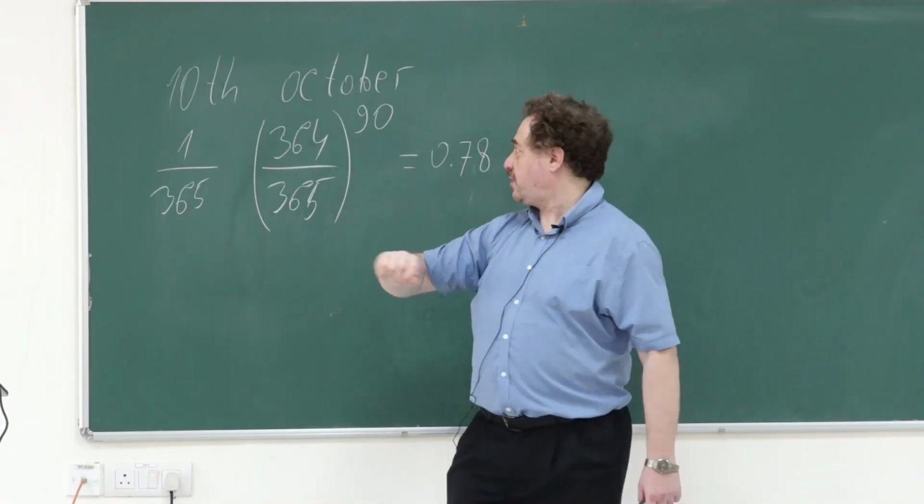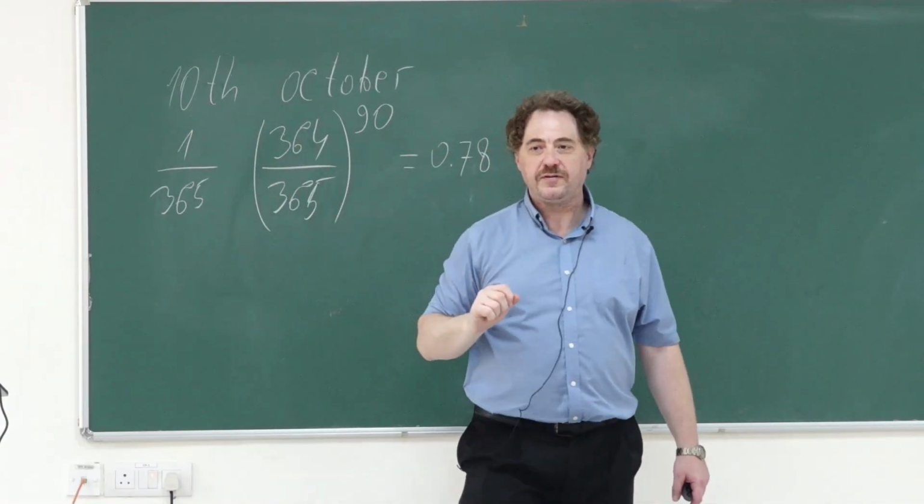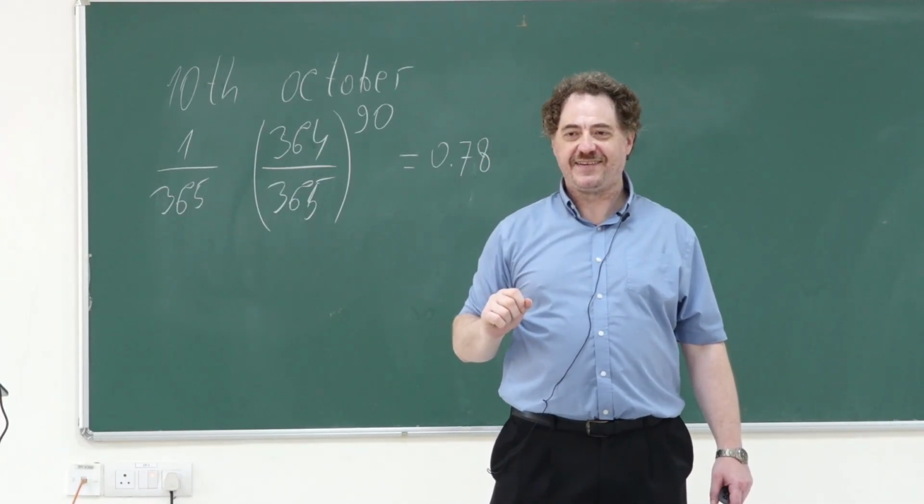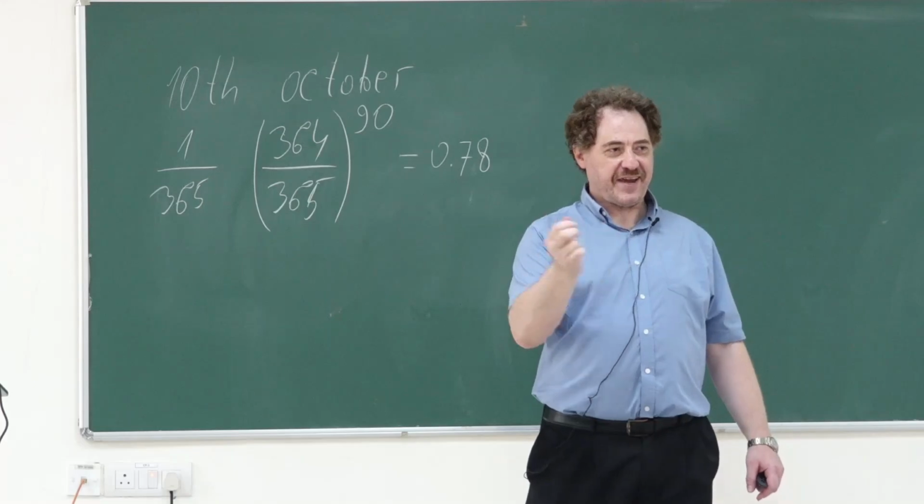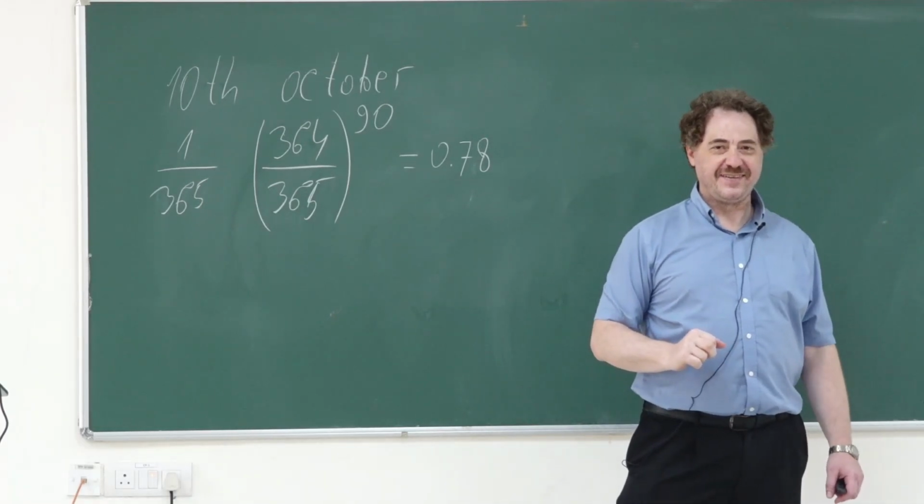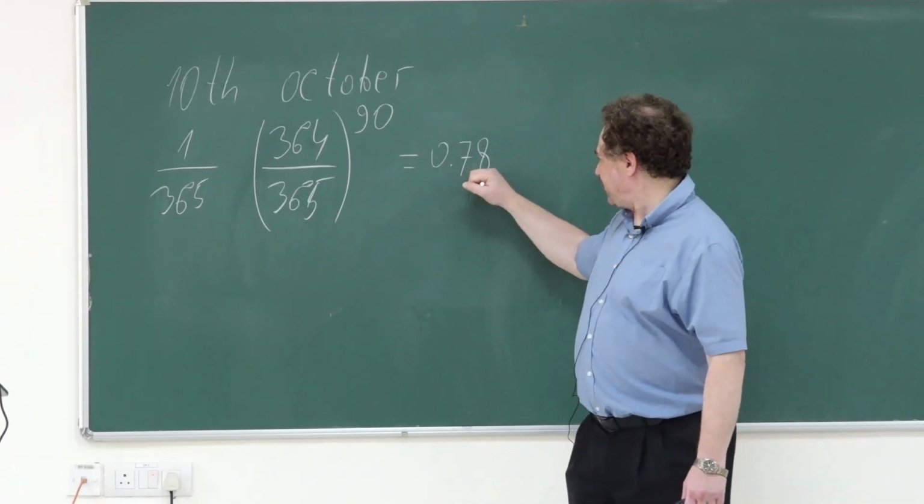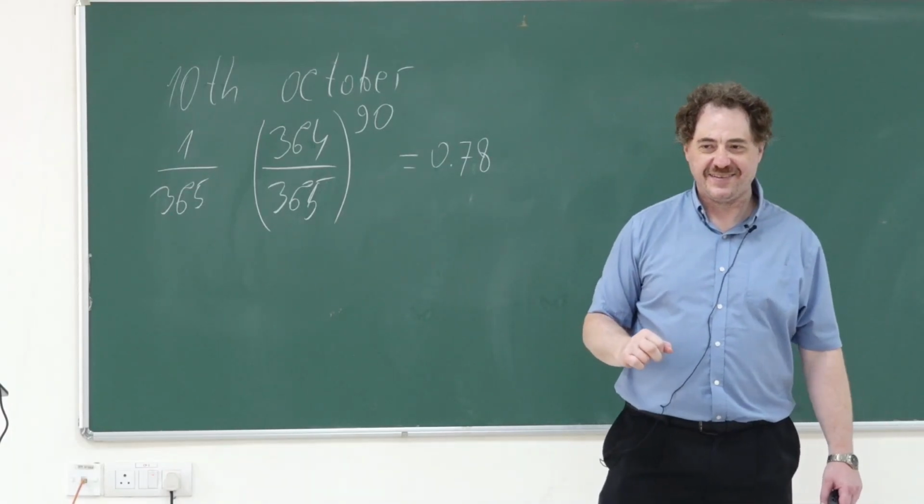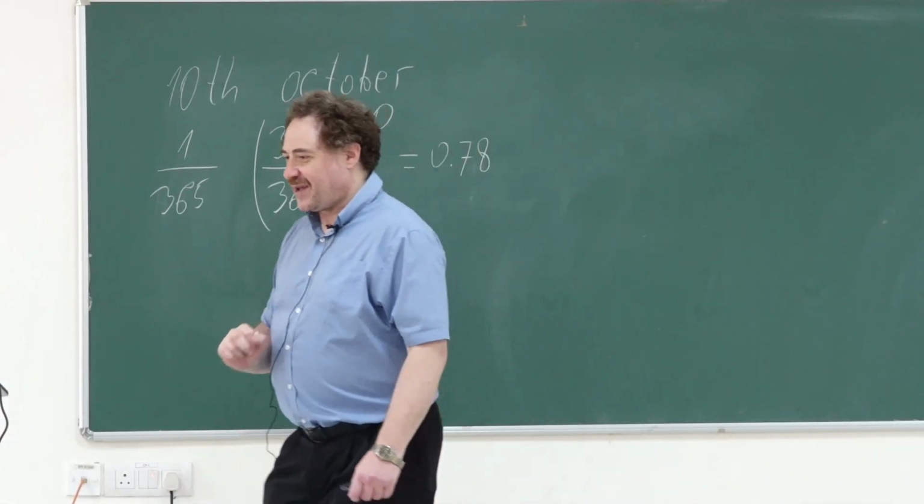Okay, now let's do the test. Who is born on the 10th of October? Is there a person here? Okay, no one, right? So 0.70 is sufficiently high probability.